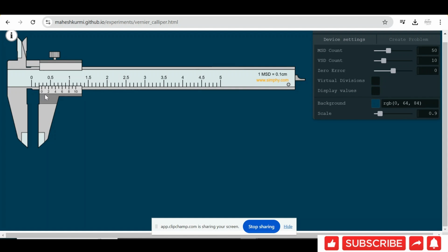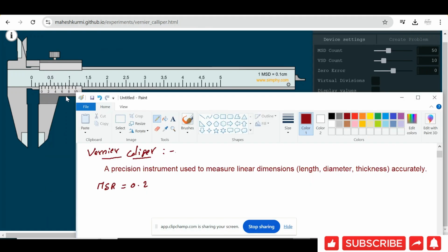How to take Vernier scale divisions? You just observe where there is an exact coincidence between the main scale and the Vernier scale lines. These two do not match, not coincident, not coincident. Here also not, here also not, here also not. Here you see, this seventh division is exactly coincident. This is 6, this is 7. So you have to take 7. So now we got the Vernier scale divisions: 7.